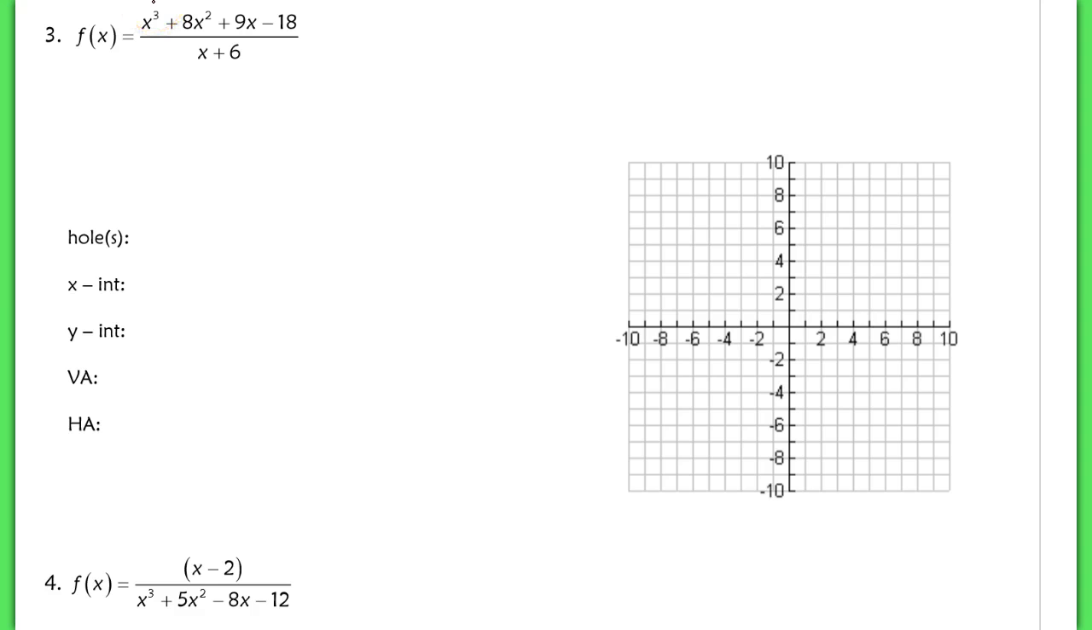All right, next up is number 3. And number 3 is specifically on here because we've got 4 terms in our numerator. Now, I don't want you to forget how we factored in the previous chapter.